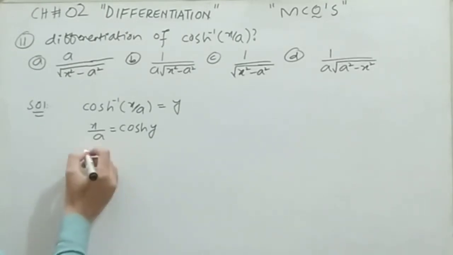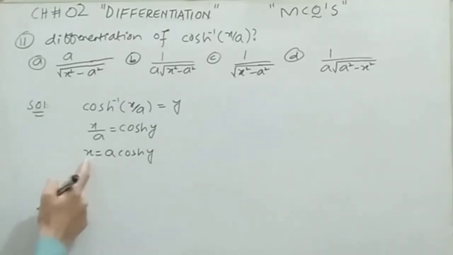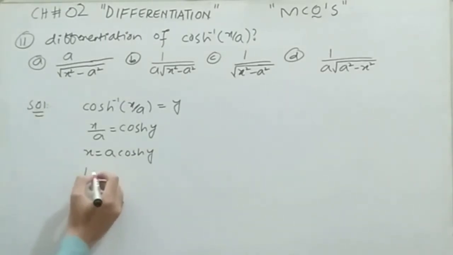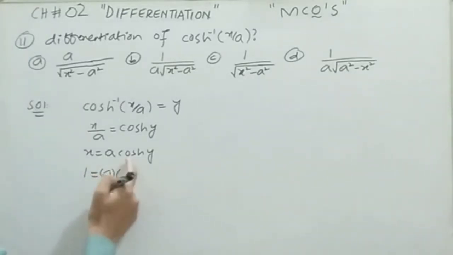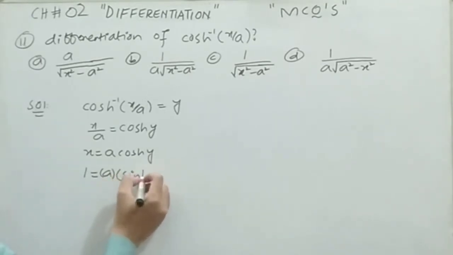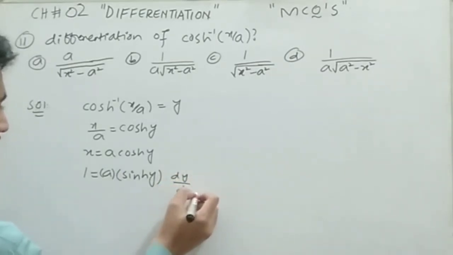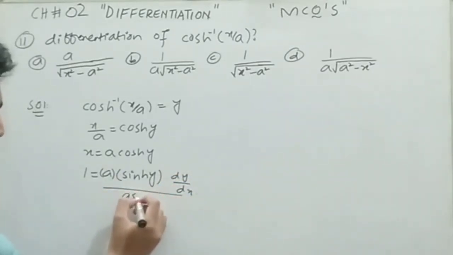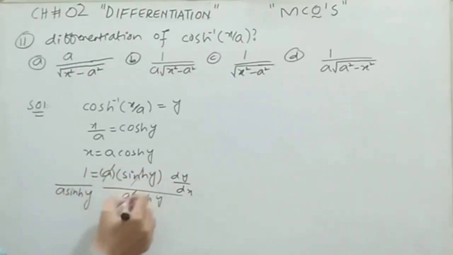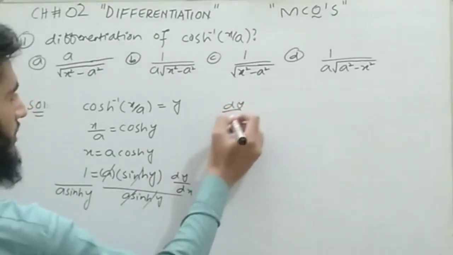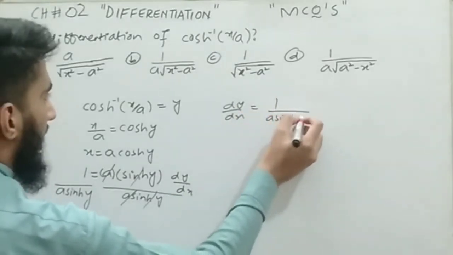Now shift a to the right hand side, so it becomes x is equal to a times cos hyperbolic y. Now differentiate both sides with respect to x. On this side, differentiation of x with respect to x is 1. Over here a is a constant, so we can take it out common. Derivative of cos hyperbolic y is sine hyperbolic y. Also y is an inner function, so it becomes dy by dx. Now divide both sides by a sine hyperbolic y. So on this side they cancel with each other. We are left with dy by dx is equal to 1 divided by a times sine hyperbolic y.